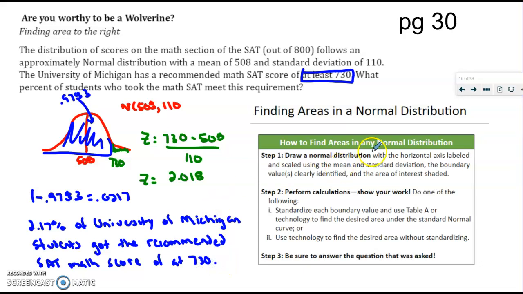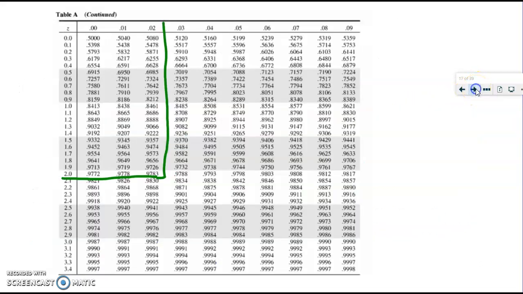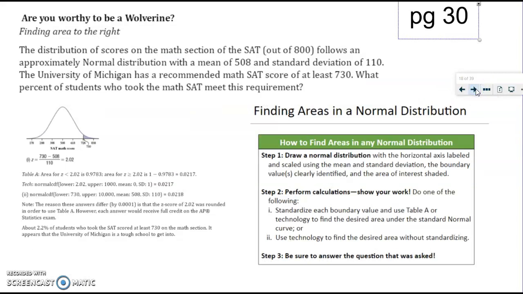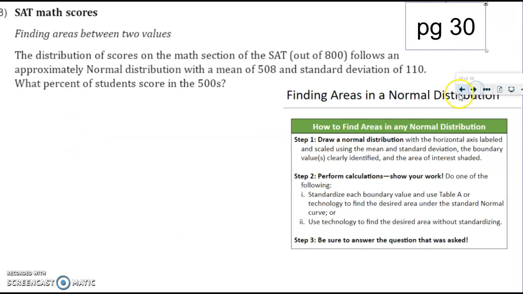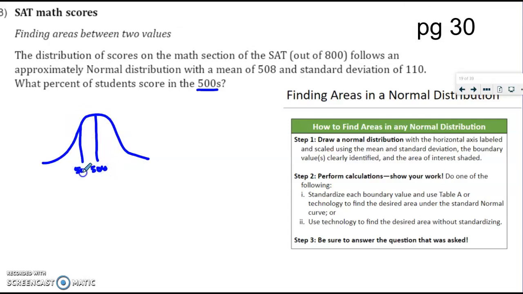Okay? All right, so now what we're going to try to do is, if it's bounded between two specific values. So in this case, we're trying to find that they got a score in the 500s. Okay? So really, we have the same basic idea. We have 508, and we're looking at 500 all the way up to about 600. So we're trying to find the area underneath this part of the curve.